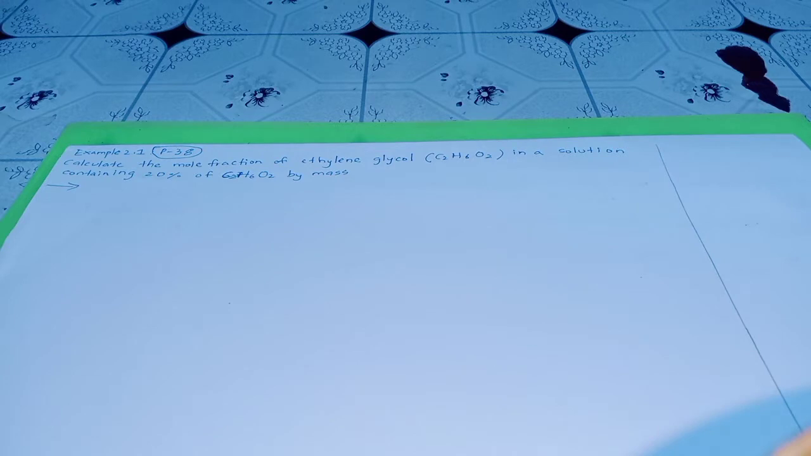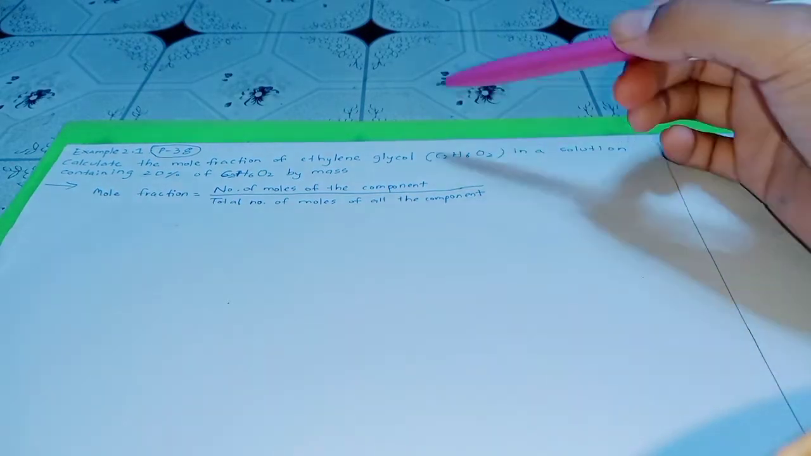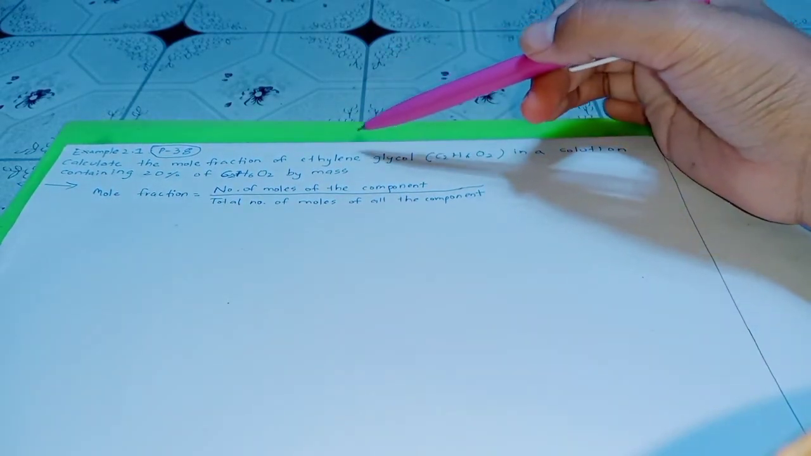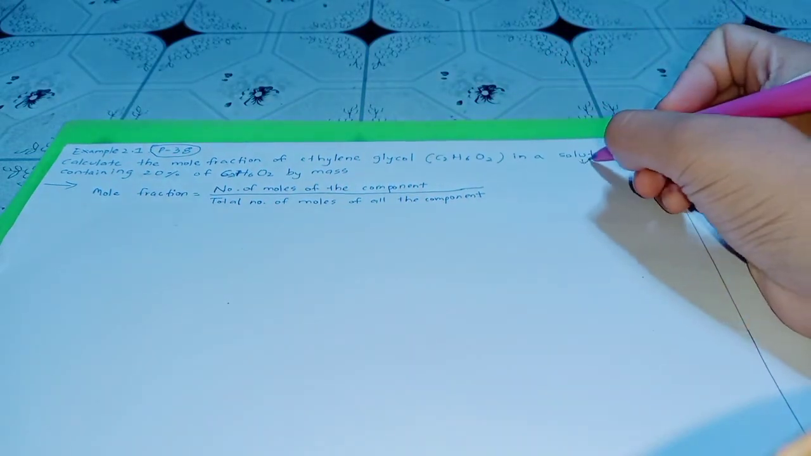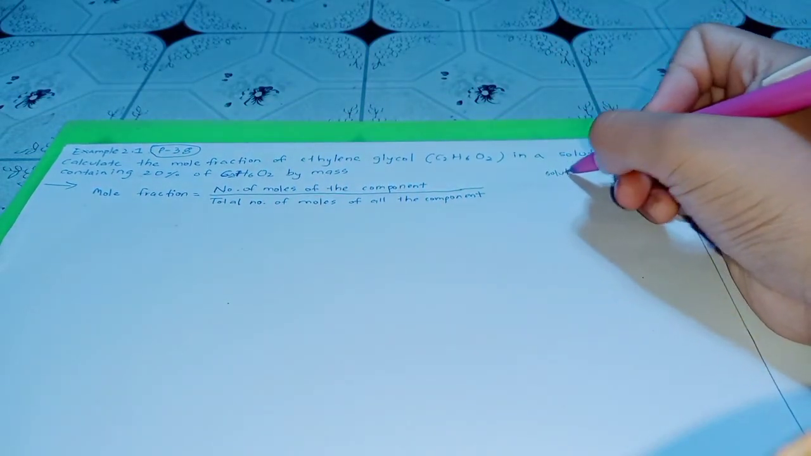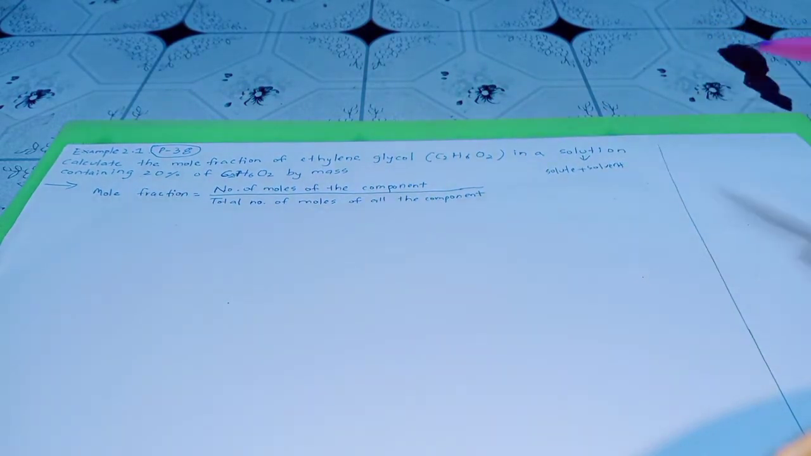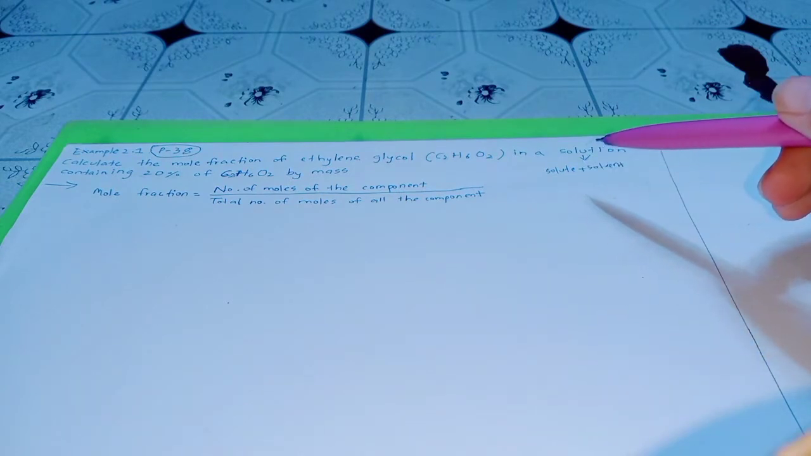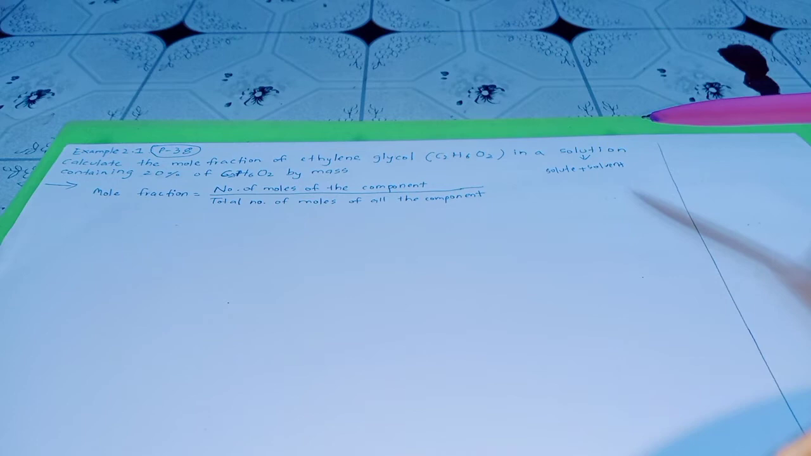So what is the formula of mole fraction? Mole fraction is equal to the number of moles of the component divided by the total number of moles of all the components. So what is the component here? From the question we can see that ethylene glycol is the component, and you have to know that the solution is made up of solute plus solvent. Solute plus solvent will make up the solution.